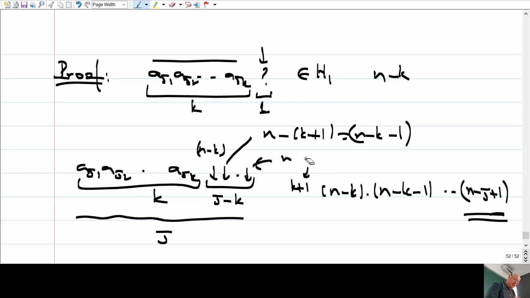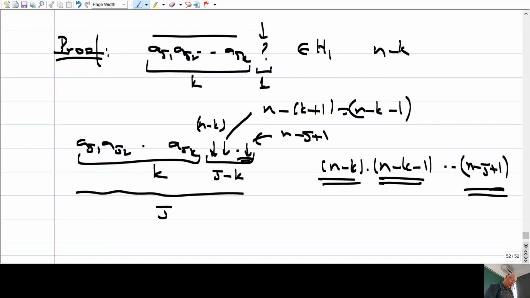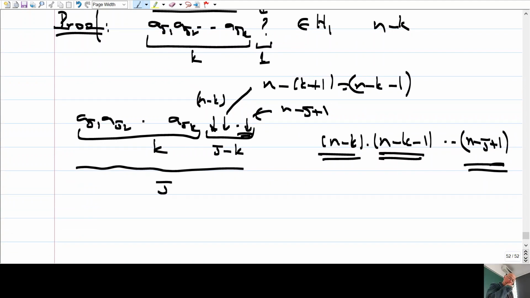Okay. So here it should be n minus j plus 1. And of course, the number of such words will be just the product of these choices, right? I have n minus k choices for the first letter here, this many choices for the second letter, and this many choices for the last one. So the total number of such words will be just the product of these possibilities. And it is just this one. Okay, so this finishes the proof.